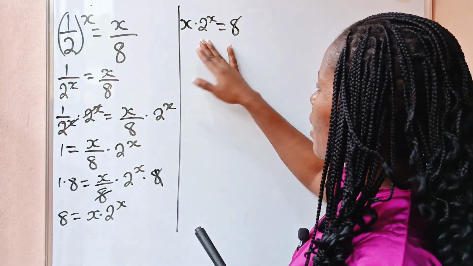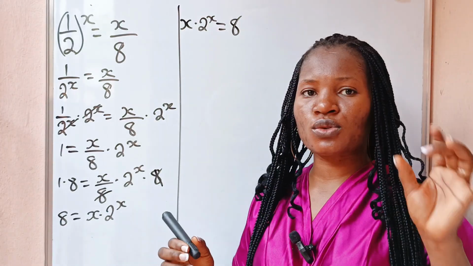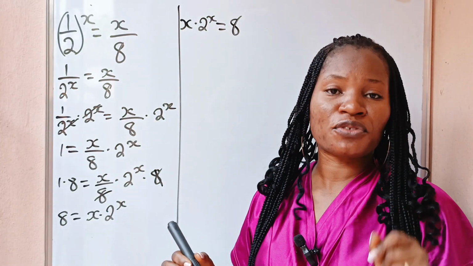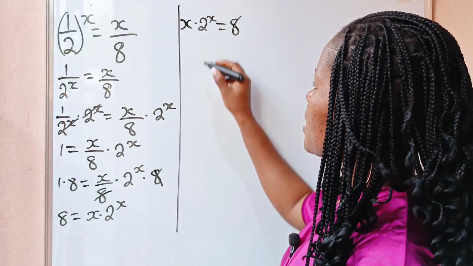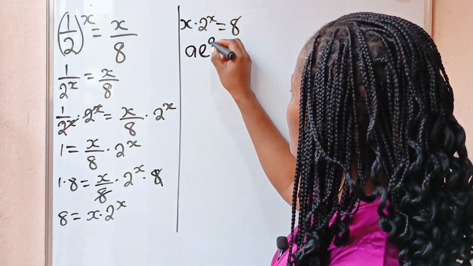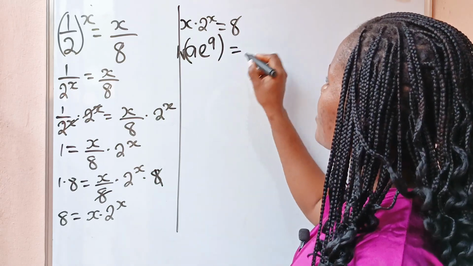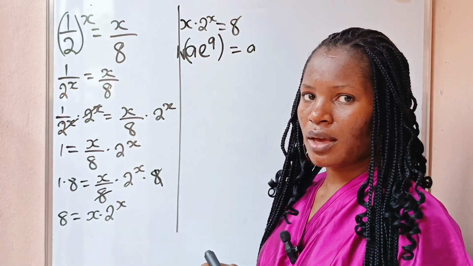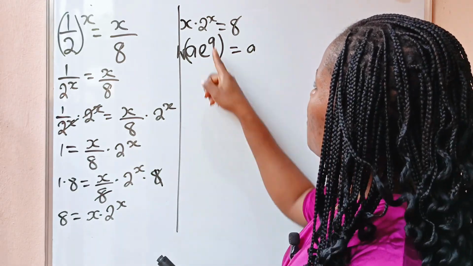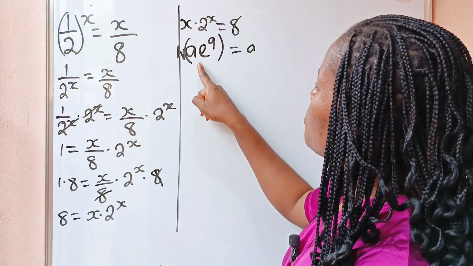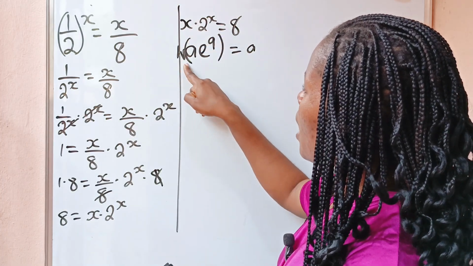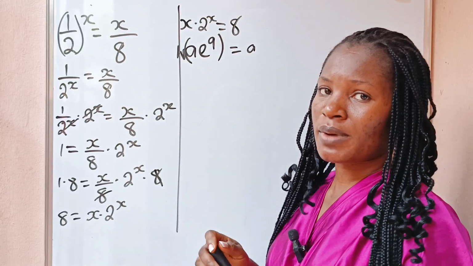Now this is what we have. I want to introduce you to the Lambert W function. Yes, the Lambert W function states that if you have this and you introduce the Lambert W function to it, your answer becomes A. So that simply means that if I can arrange this to be in this form, I will introduce the Lambert W function and A becomes my solution.